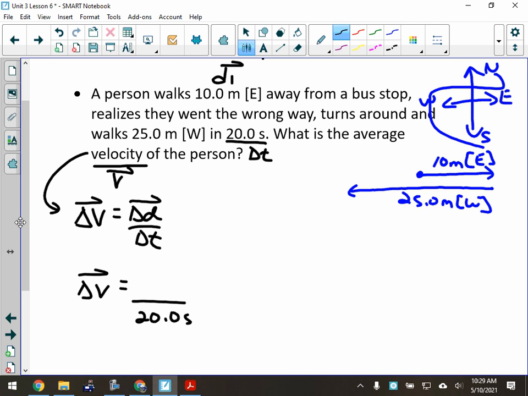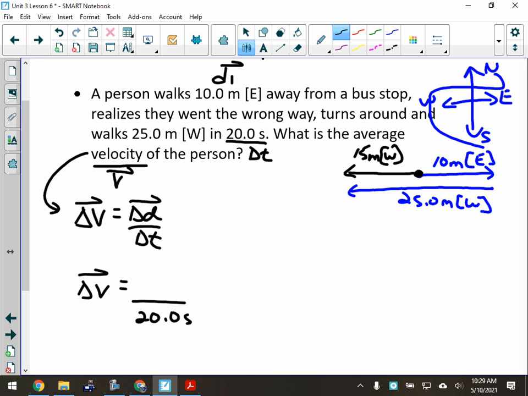15. Okay, 15. So it's like I started here, and I actually went to here, right? So that would be what? 15 meters. Let's not forget, though, displacement. We need a direction as well. So that would be in the west direction, yes?